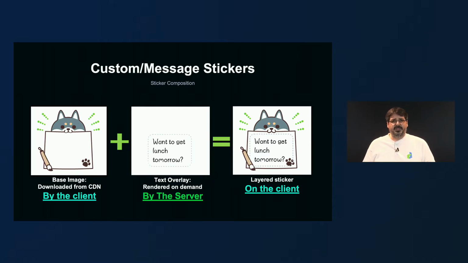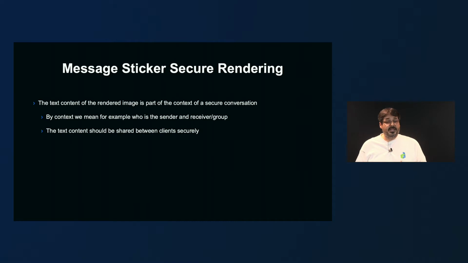But that content is also part of a secure conversation, right? So this poses a security concern. Let's take a look at it in detail. So as we said, the text content of the rendered image is part of the context of a secure conversation. By context, we mean, for example, who is the sender, who is the receiver, if it's a timeline post, etc. And this text content should be shared between clients securely.